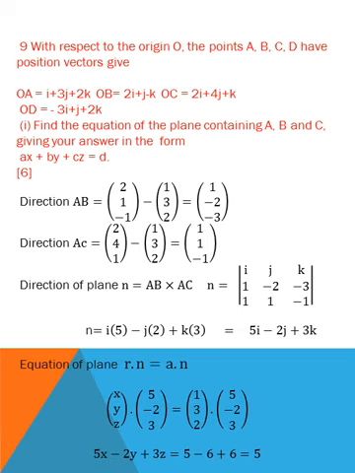First I should find the direction AB, then I find direction AC. AB is equal to OB minus OA and AC is equal to OC minus OA. You could also find the directions BC and BA as you wish, but AB and AC are very easy and common. I find two directions, AB and AC.